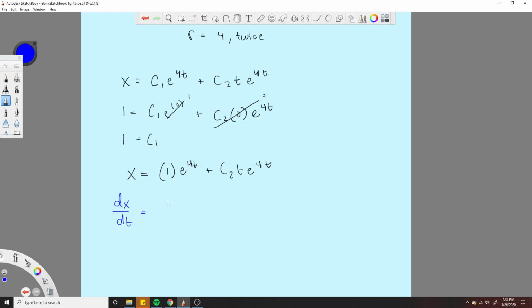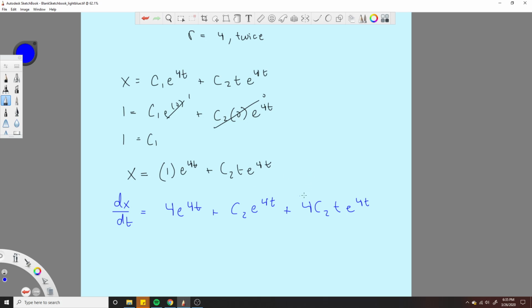E to the 4t, that'll be 4e to the 4t. This one we'll have to break up with the product rule. So this will be c2 e to the 4t plus c2t plus 4 c2 e to the 4t. Oh, still got the t. E to the 4t, okay?